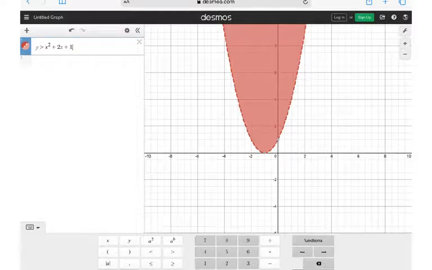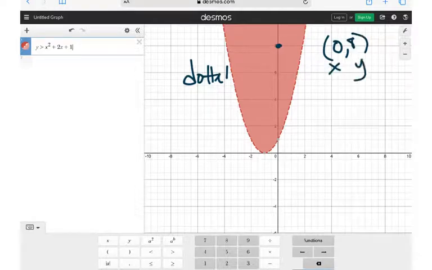Okay, notice that you have the dotted line because you have the greater than. You don't have the greater than or equal to. And then you shade in the middle, which means any point that you pick right here in that shaded area would be a solution. Like if I chose this point, that point is 0, 8. This is my x and my y. And if I plugged this in, it would work.